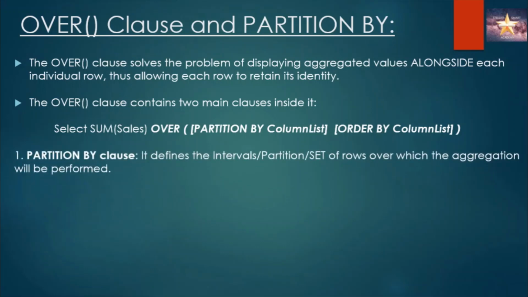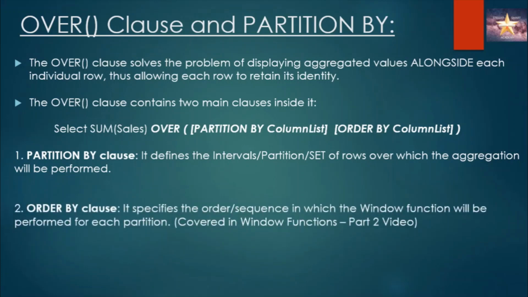The partition by clause is used when we want to split the entire data into individual partitions. This is the same idea that we just explored, which is the idea of windowing. So we take the entire data and we split it into individual partitions or windows, and then we perform the aggregate function for each of these partitions. The order by clause tells SQL in what order or what sequence we should perform the aggregate functions for each partition. We'll cover the order by clause in more detail when we explore the video for window functions part 2.